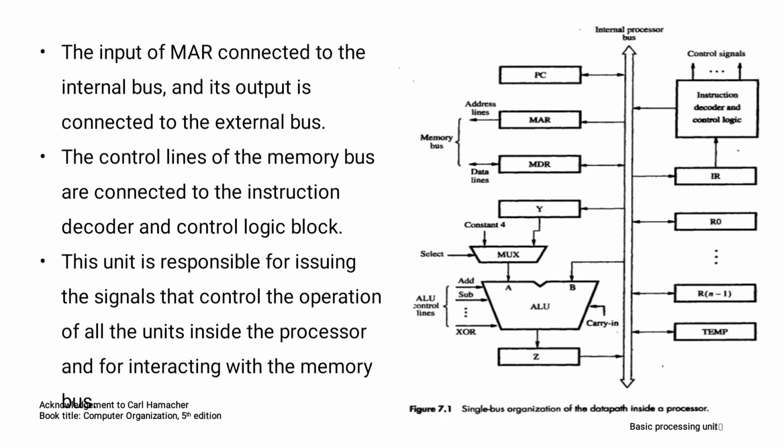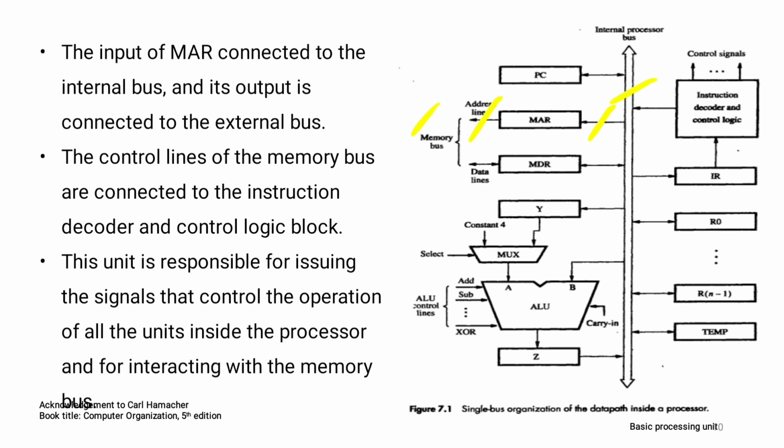The input of MAR is connected to the internal bus and its output is connected to the external bus. MAR input means the incoming arrow line is there. So MAR input is connected to the internal bus, its output is connected to the external bus. The control lines of the memory bus are connected to the instruction decoder and control logic block.